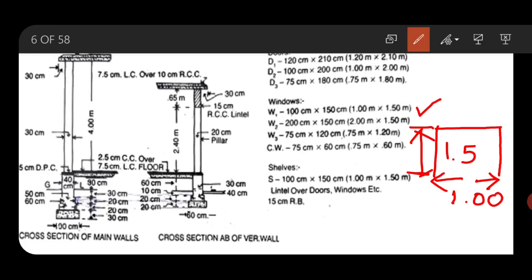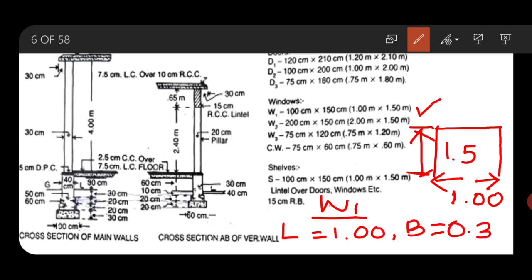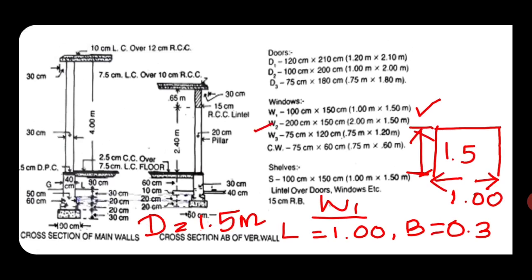So for deduction of W1 window, the length will be 1 meter, breadth will be 0.3 meter and depth will be 1.5 meter. So now we will move to the second type of window, that is W2 type.